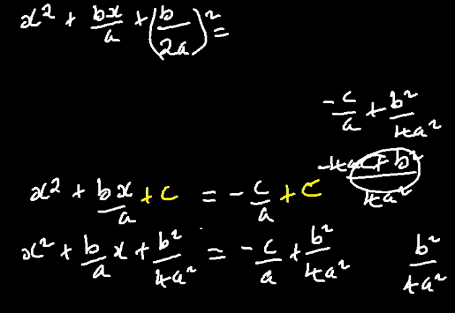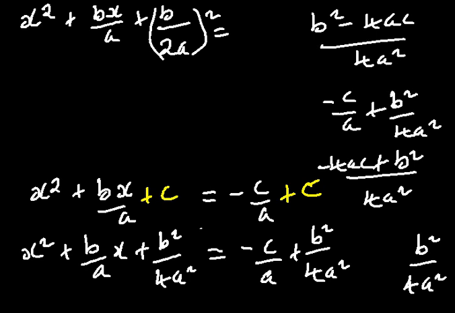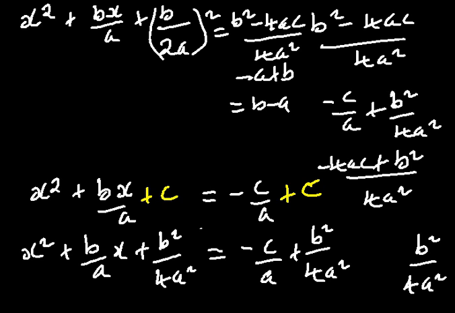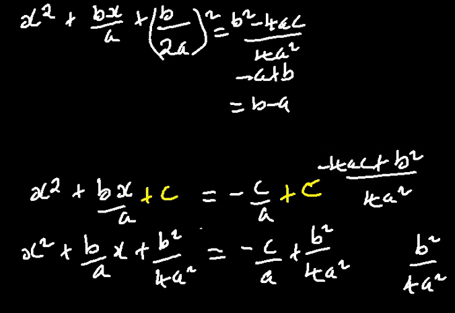And of course, this is the same as b squared minus 4ac divided by 4a squared, because negative 4ac plus b squared is the same as b squared minus 4ac. It doesn't change anything there. So hence, we'll have b squared minus 4ac divided by 4a squared at that point.